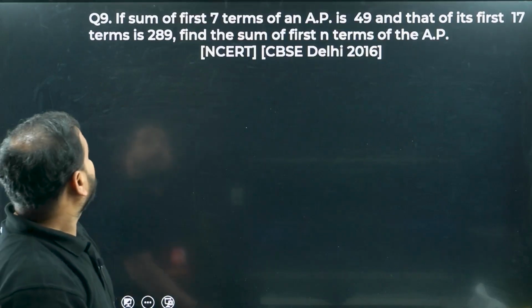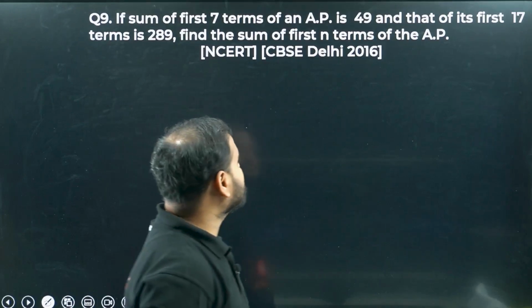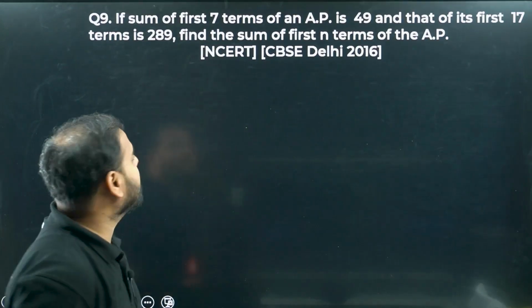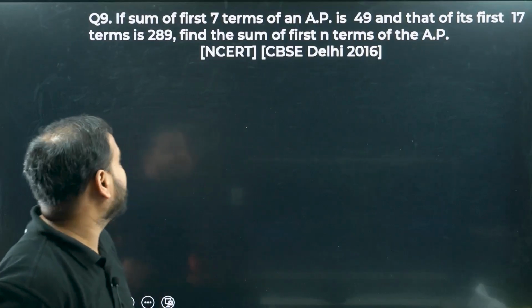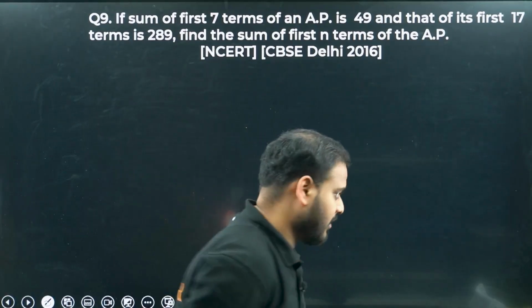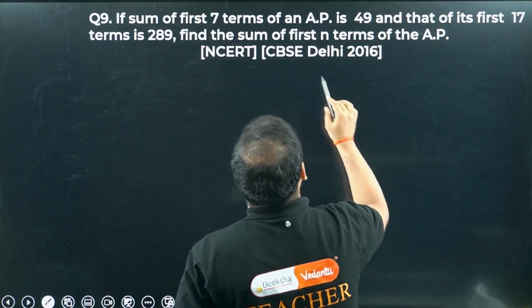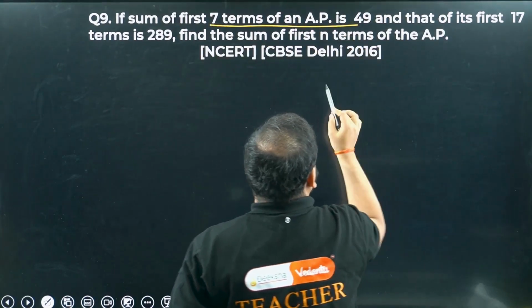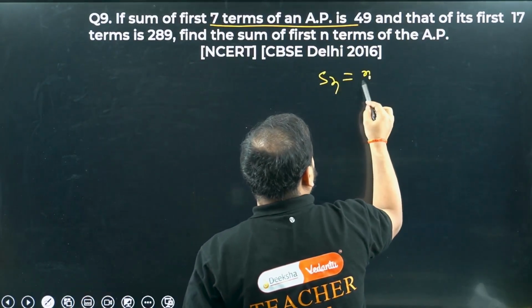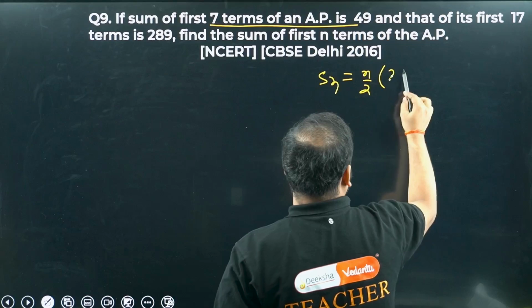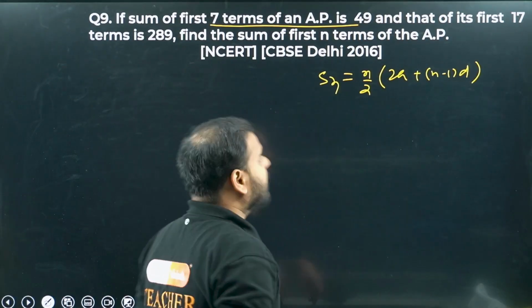Moving to question number 9. Again a PYQ, an NCERT problem also, from CBSE Delhi paper 16. Sum of the first 7 terms of an AP is 49 and that of the first 17 terms is 289. Okay, before moving to the next part, let's solve this condition. Sum of 7 terms. So sir, S7, let's write the Sn first. n by 2 times (2a plus...). This is a formula, right? Write S7 now.